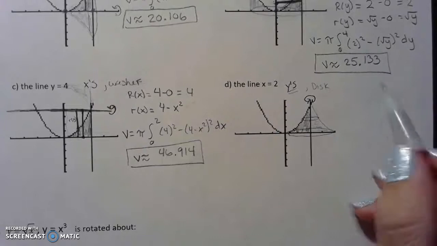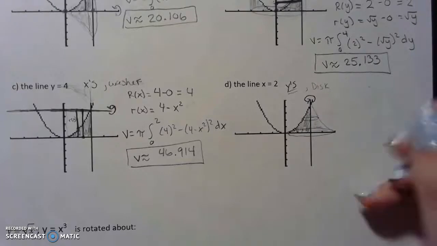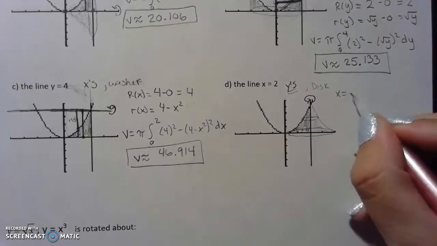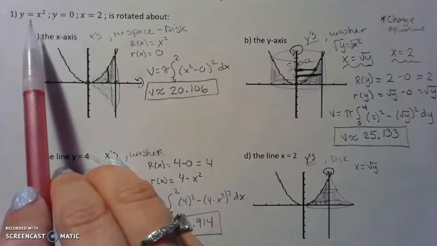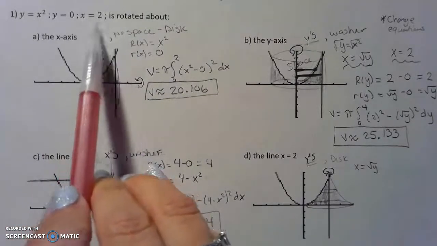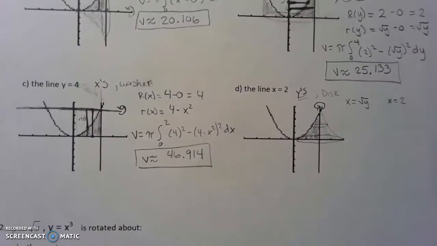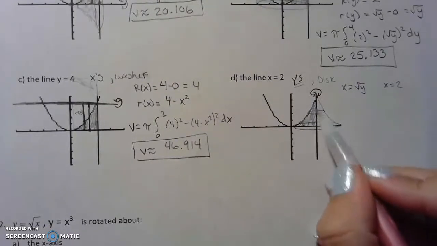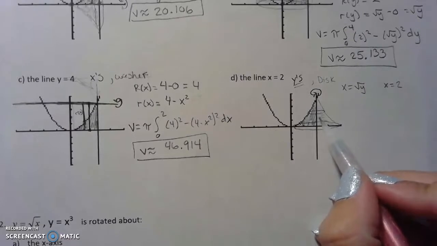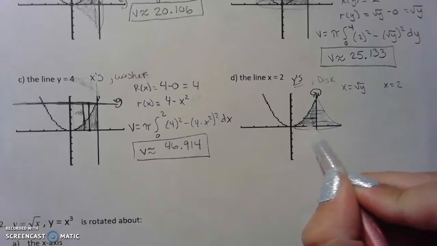I already have my equations solved for x from part B, so I'm just going to rewrite them. x equals the square root of y, that's the first one, when we solve y equals x squared for x. And then my other equation that's already x equals is x equals 2. When we're looking at this one, we need to talk about the distance from the axis that we're rotating to the outer function. So this shaded area to the outer piece, that's this part right here.